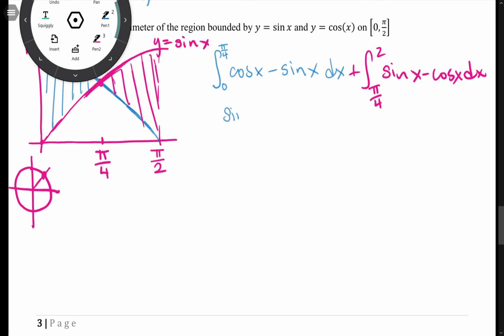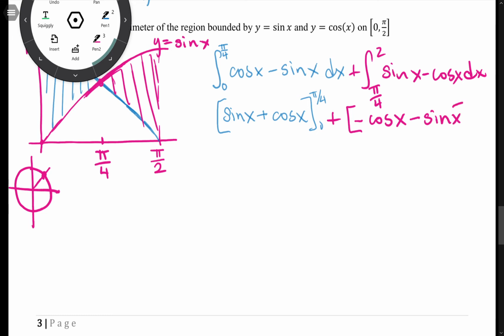Okay, so when I go to integrate, I guess I'll stick with my colors now that I started with. Antiderivative of cosine is sine x. The antiderivative of sine is a minus cosine, so that actually becomes plus. And we're going to go from 0 to pi over 4 with that one. And then, let's see, antiderivative of sine is a minus cosine. Antiderivative of cosine is a sine, and we're going to do that from pi over 4 to pi over 2. Did I just write this wrong, or did I totally flake out on you?